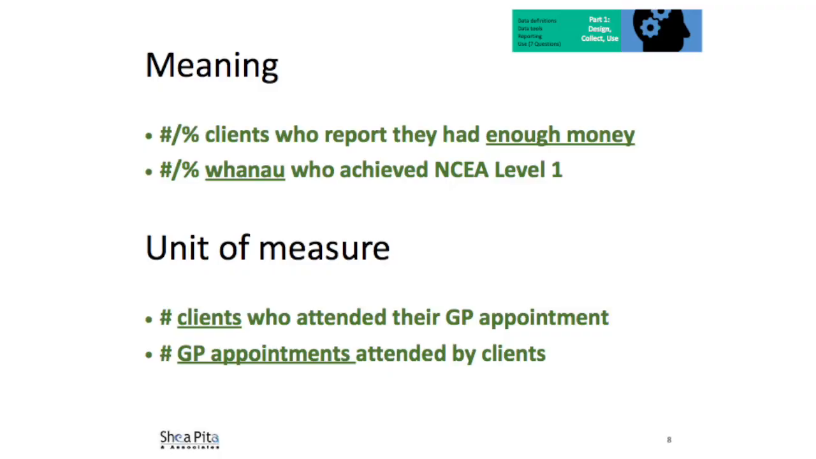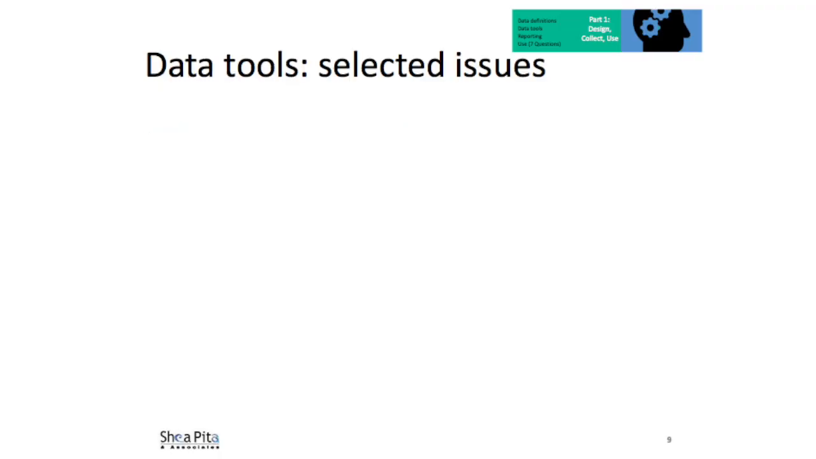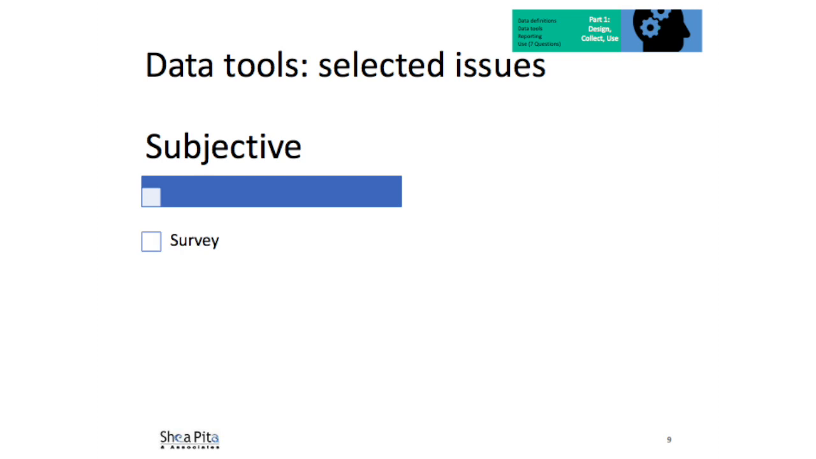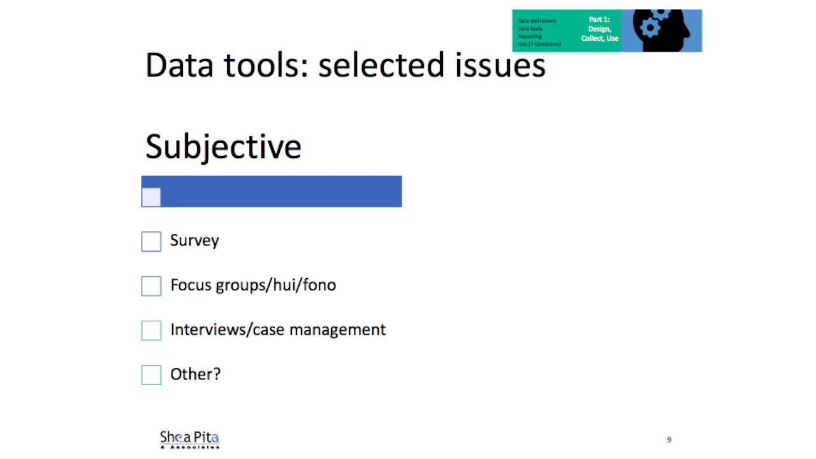So the next point I wanted to talk about, everyone, is looking at data tools. So I'm going to get David to put up the left-hand side of this table. So just quickly, remember subjective data, honouring the voice of the client. If we're really whānau-centric, client-centric, for me, it's really important to hear from the client's perspective whether or not they're better off in particular. So when we're capturing subjective data, we use tools that enable us to hear the voice. So surveys, focus groups, hui, whānau, maybe interviews or case management. Those are all standard examples of collecting subjective data.